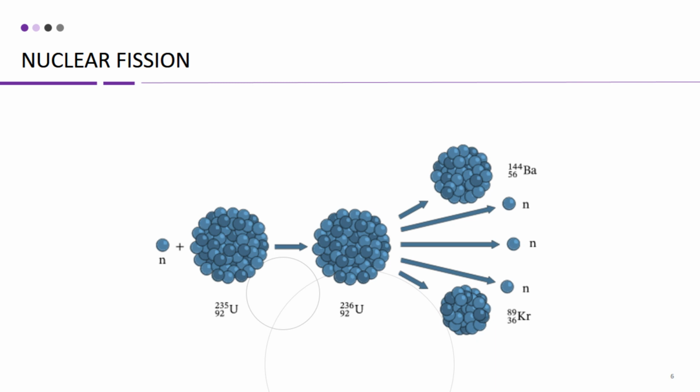Inside the reactor core, a controlled chain reaction called nuclear fission occurs. In this process, the uranium-235 nuclei in the fuel pellets are bombarded by neutrons, causing them to split into smaller nuclei and release a tremendous amount of energy in the form of heat.